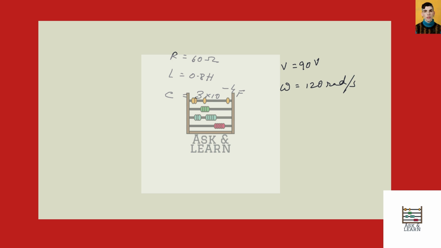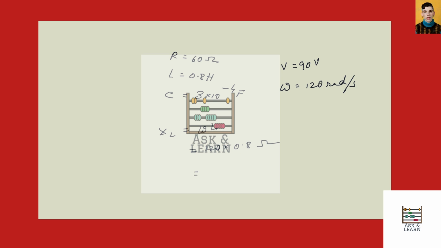Now this is pretty simple. What you can do here is calculate the current through the circuit, or the RMS current through the circuit. For that you need to calculate XL, which is the inductive reactance, which is omega L. So it's 120 times L, which is 0.8. It will be in ohms. Let's see how much we're getting.